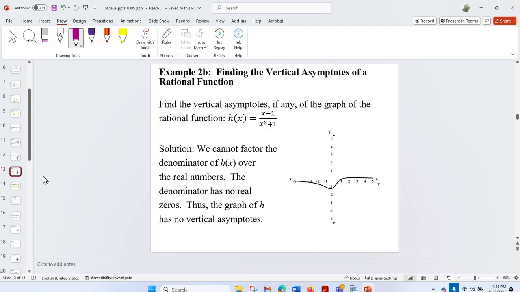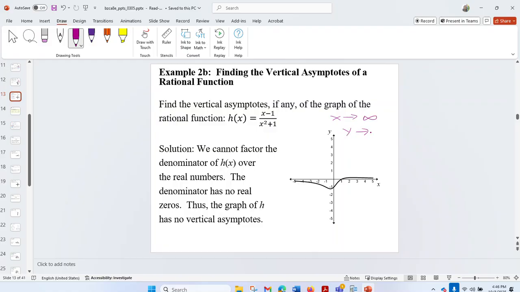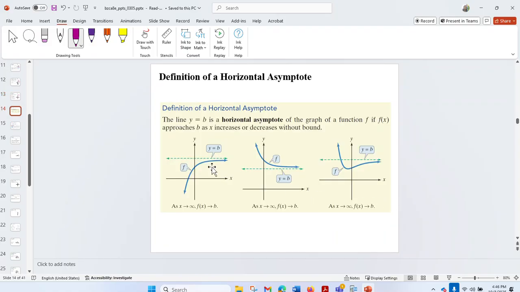All right, horizontal asymptote. Let's see what the definition of the horizontal asymptote is. The definition is a little bit different from the vertical one. This is when x approaches infinity, y approaches a fixed number. Look at it. When x approaches infinity, y approaches 0. So the horizontal asymptote here is y equal to 0, right? When x approaches infinity, y approaches a fixed number, either this way or that way, whichever way.